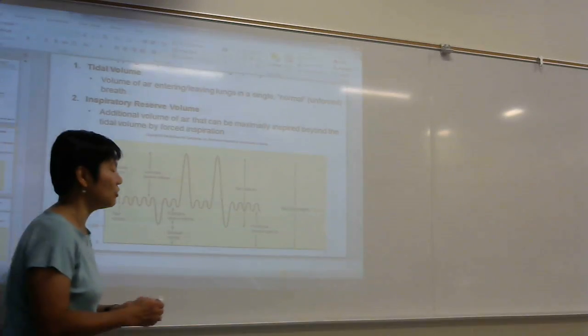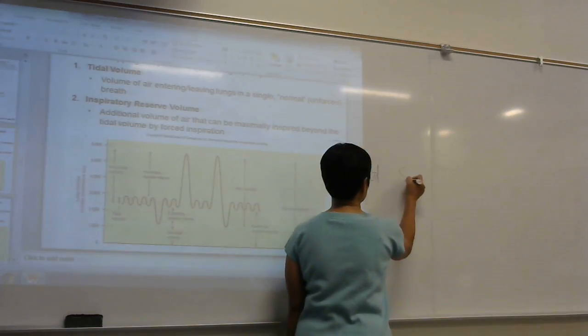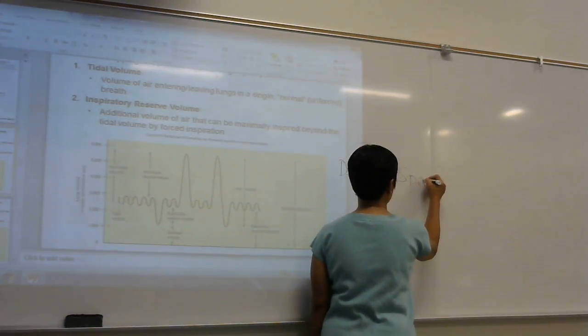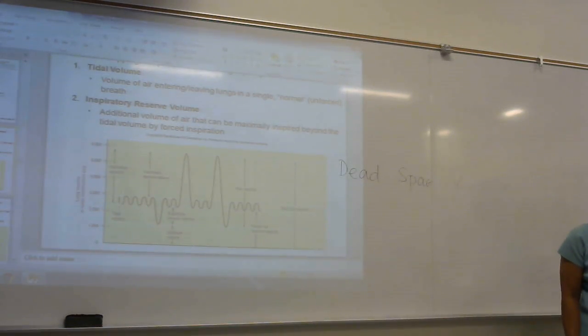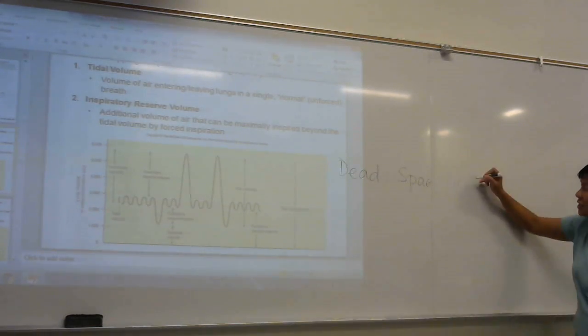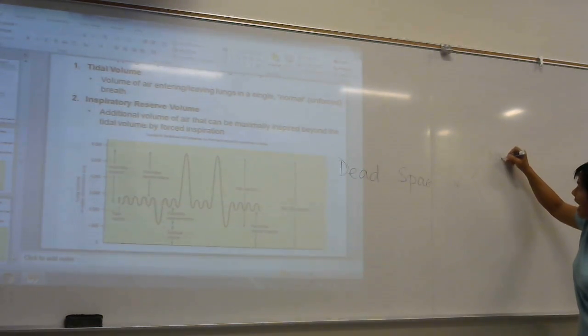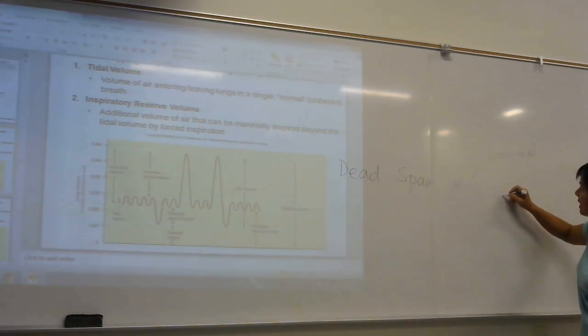So I want you to know the difference between dead space air. There is dead space air or dead air. The air that is not in your lungs is dead space air. It's not participating in exchange. The air in my nose, there's air there. In my bronchus, there's air. It's just not participating in exchange. So I call it dead space air. And there's two types of dead space air. Anatomical dead space air and physiological dead space air.